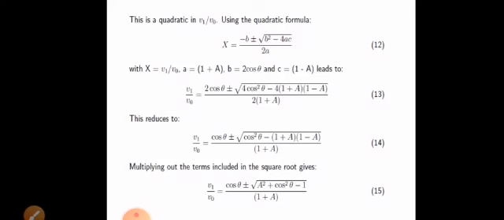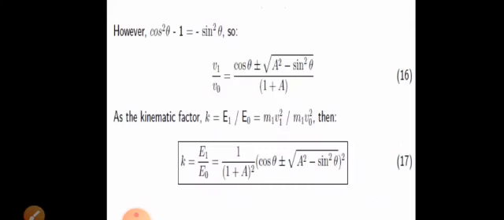Then the terms in the square root can be simplified by multiplying the terms together. Applying the trigonometric formula cos square theta plus sin square theta equal to 1, you will be getting v1 by v0 is equal to cos theta plus or minus square root of a square minus sin square theta, divided by 1 plus a.